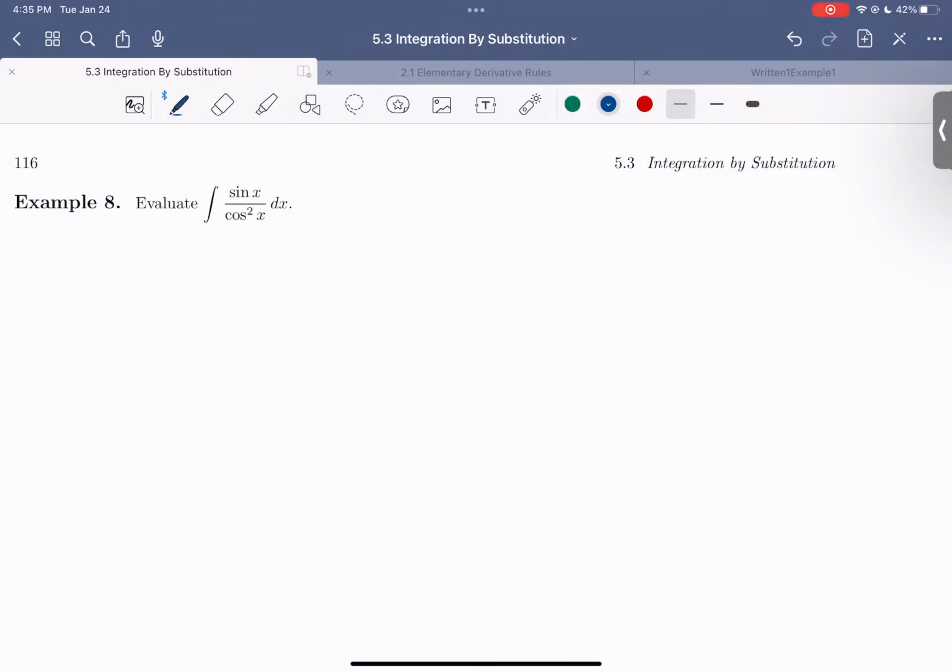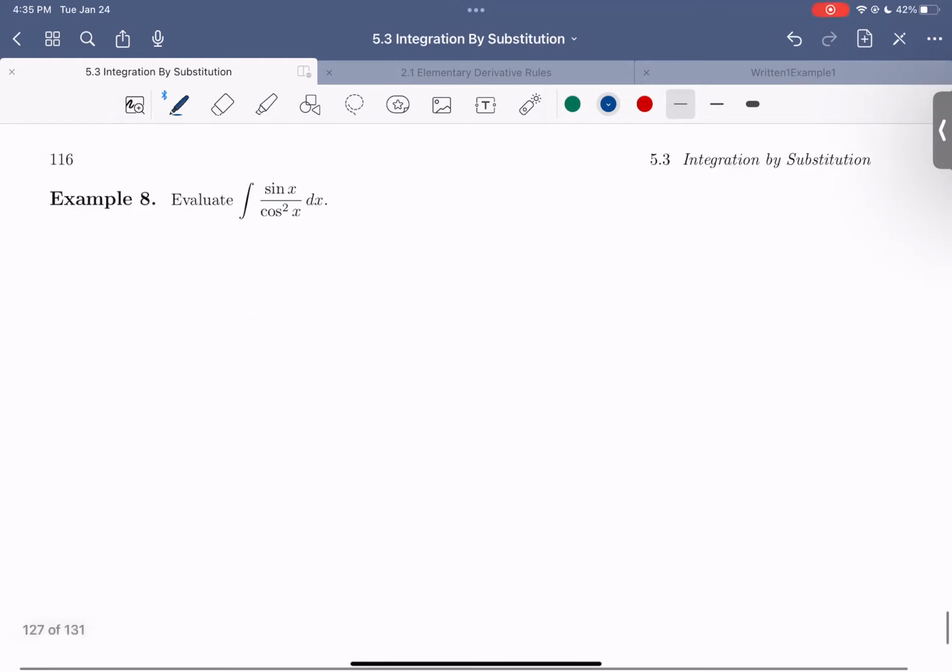In this video, we're looking at example 8 in section 5.3. We're going to use the substitution rule to evaluate the integral of sine of x over cosine squared x. So again, the first thing we have to do is to find the u.